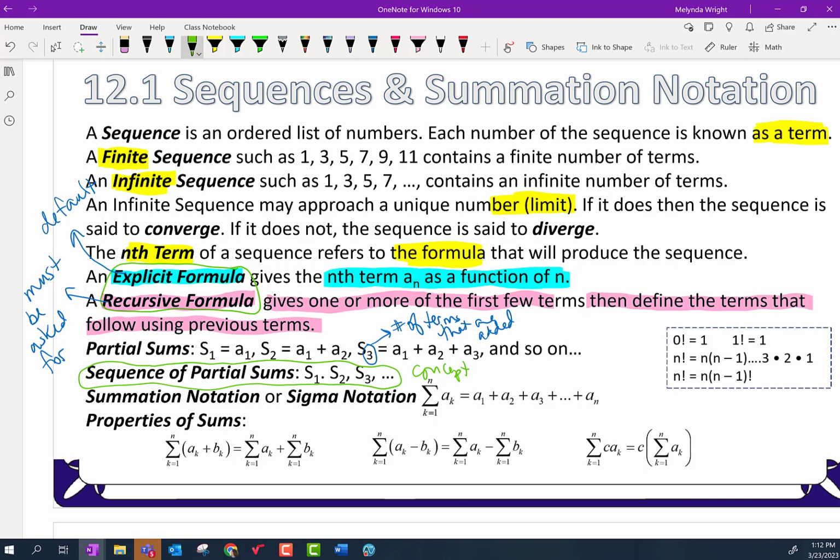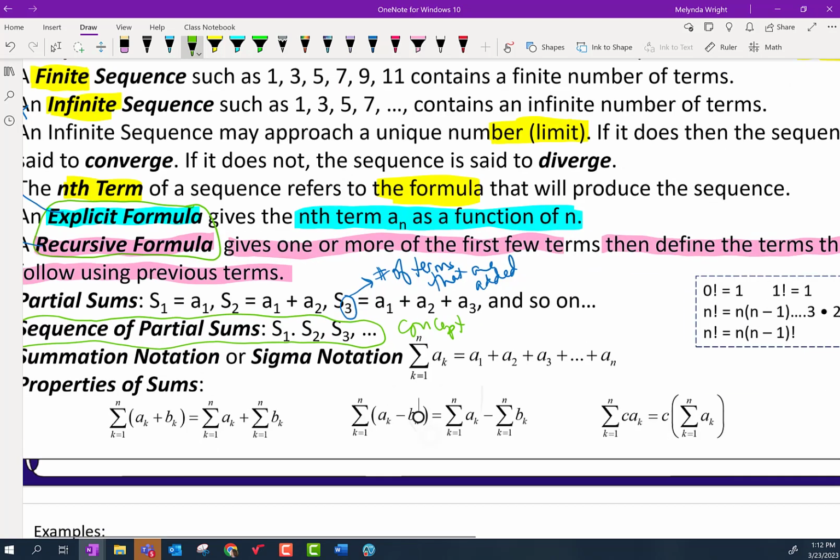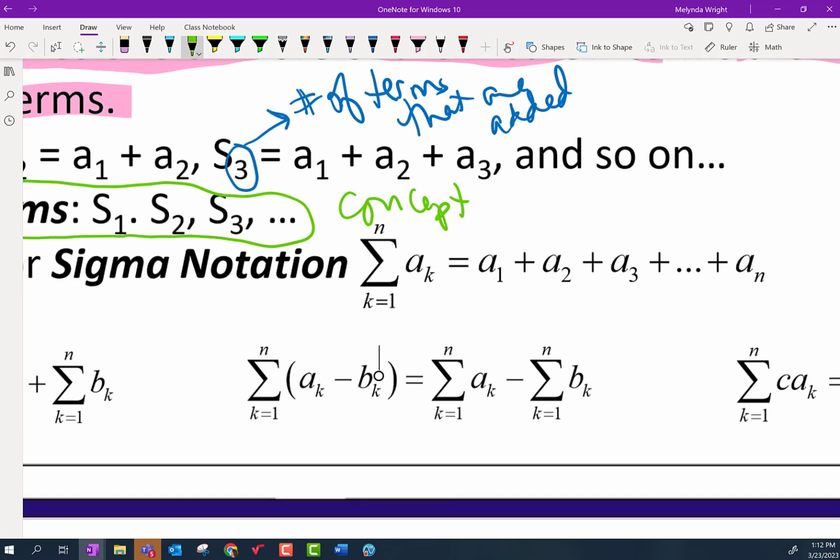So let's look now at some special notation. This is the Greek letter sigma. This is sigma notation, and it means sum. This right here means sum.